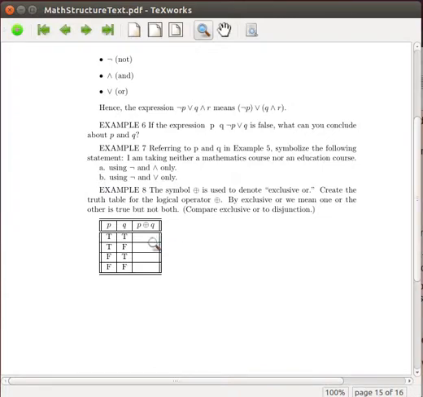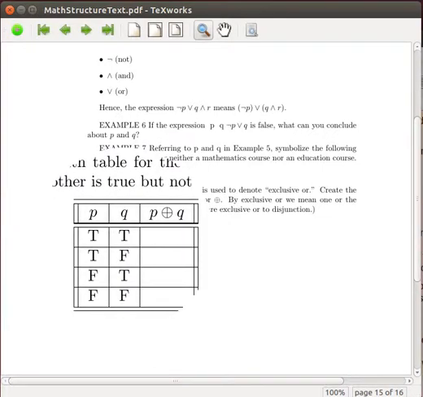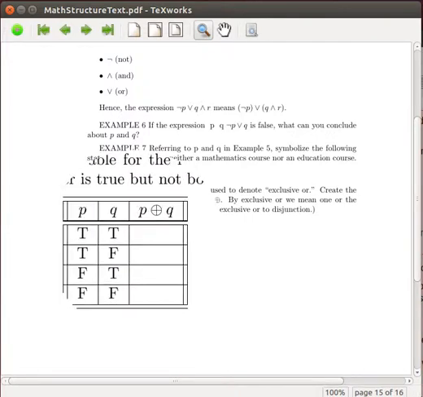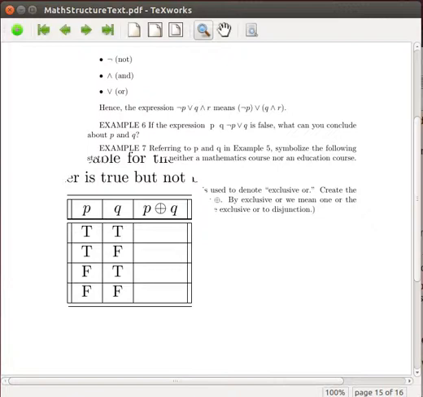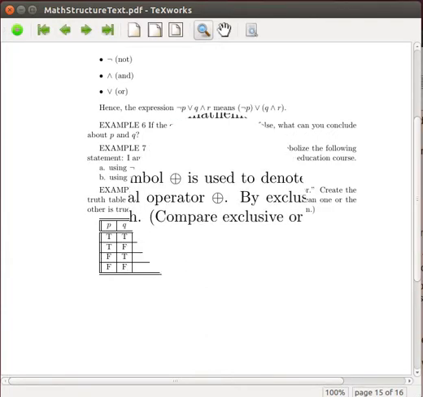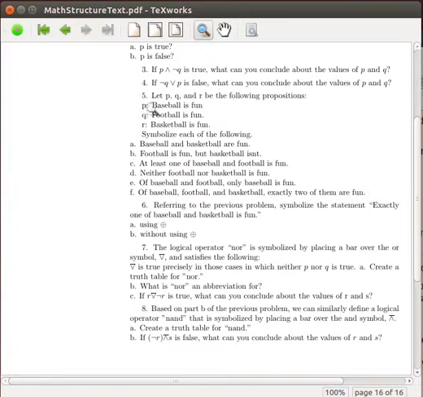Here is an example of the symbol that we're going to use for exclusive or. That means one or the other, but not both. So this truth table would have a false, true, true, false. Okay, and we'll use that particular symbol, that O plus, to denote exclusive or.